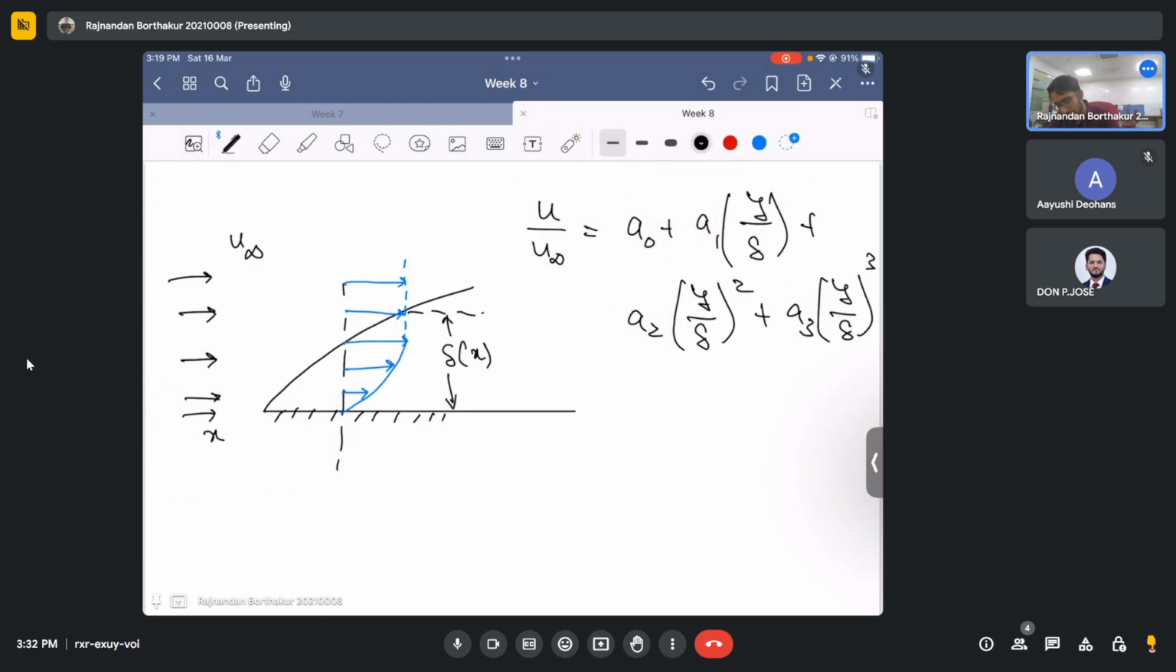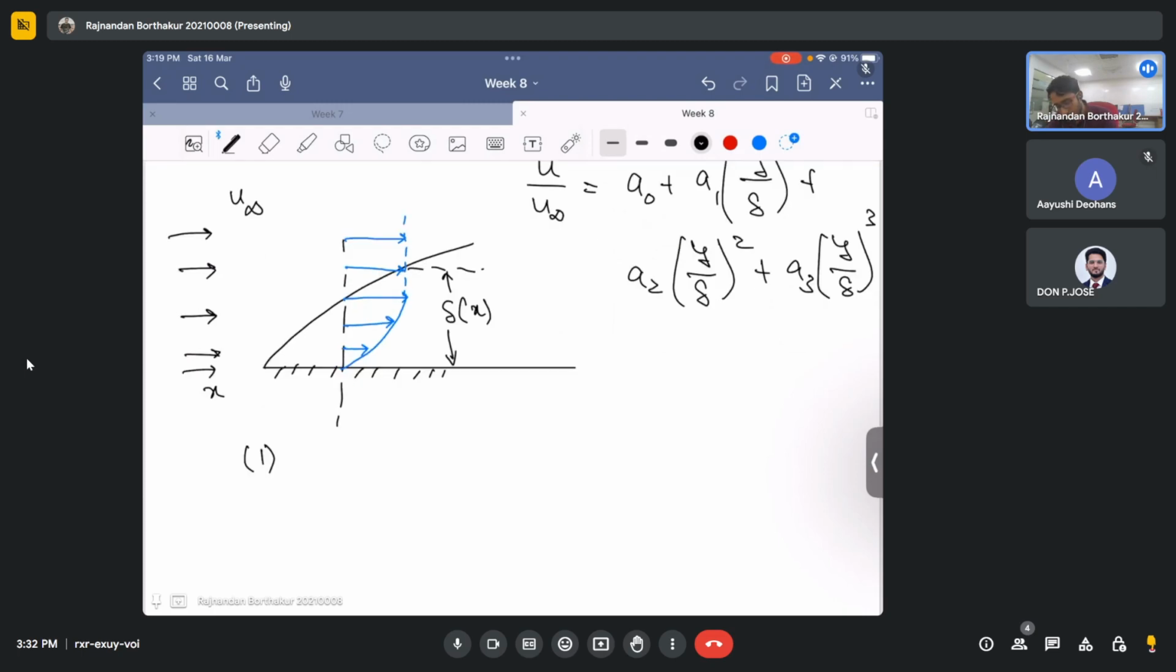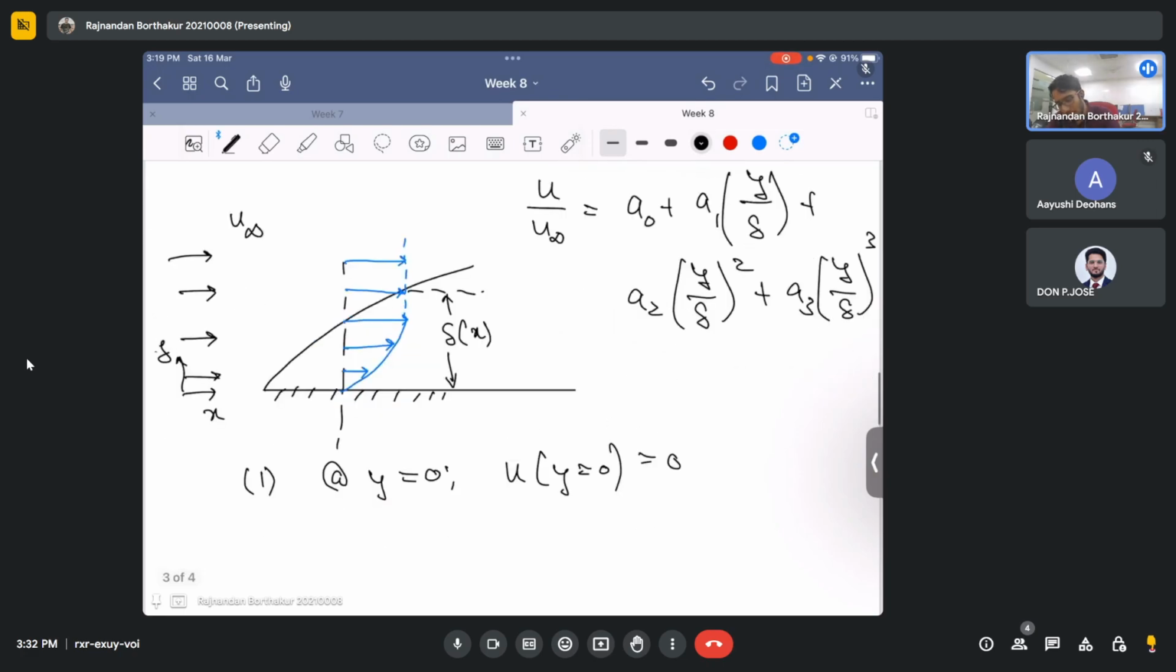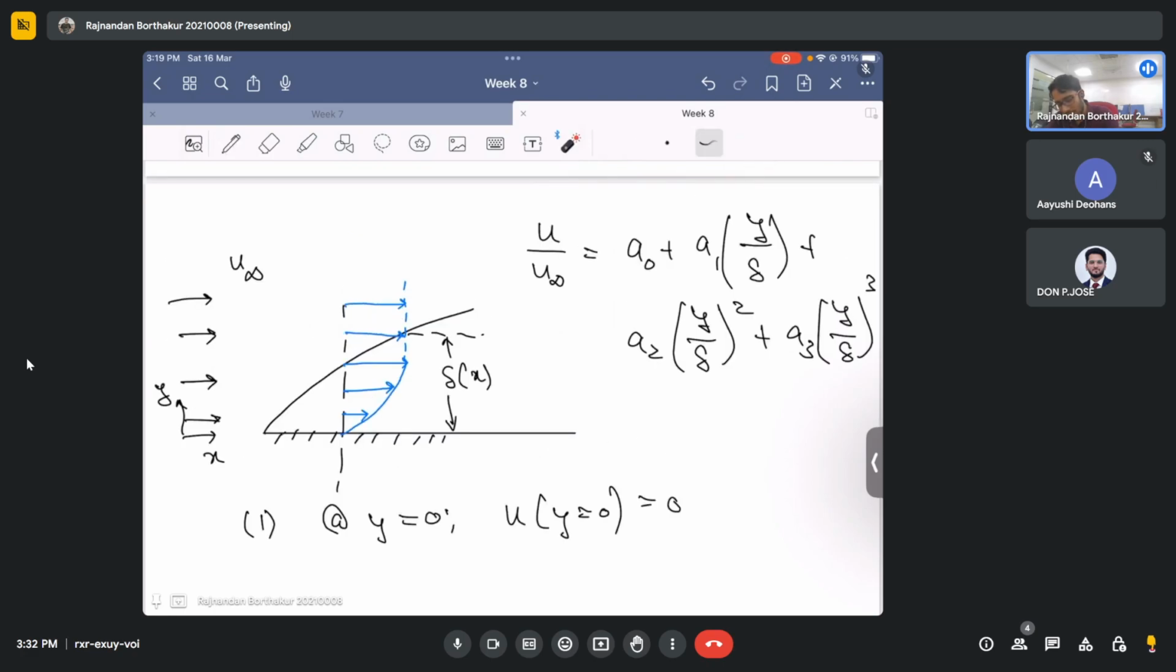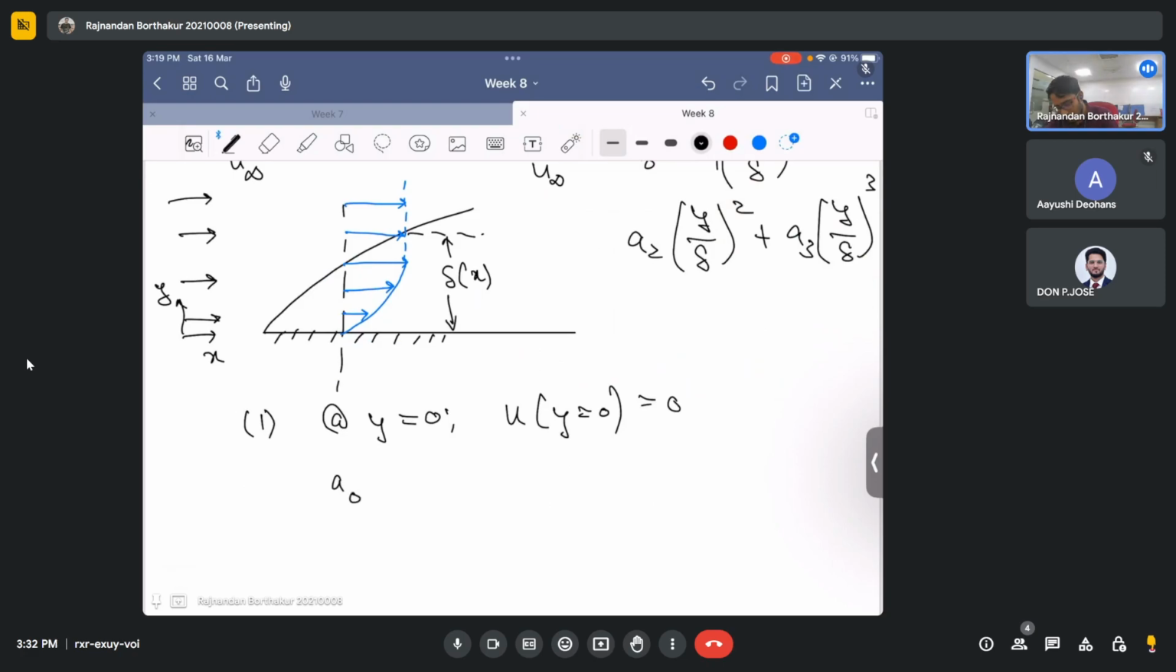For instance, the first boundary condition: this is your x, meaning this is your y. At y equals 0, one thing we are sure of is that the x direction velocity would be 0, due to the no slip boundary condition. So u at y equal to 0 is 0, which means a0 equals 0.